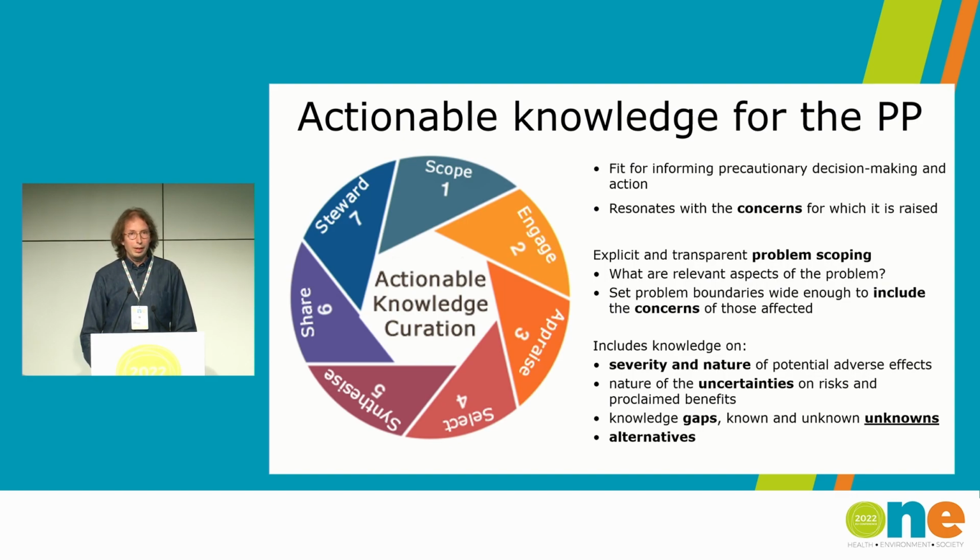And then it also needs to have active development of knowledge about alternatives of getting the same food production without toxics, for instance. So it's a cycle where we go from scoping to engaging with other knowledge holders to appraising the quality of the information, selecting the relevant knowledge, synthesizing this, sharing it, and in the end, knowledge stewardship.